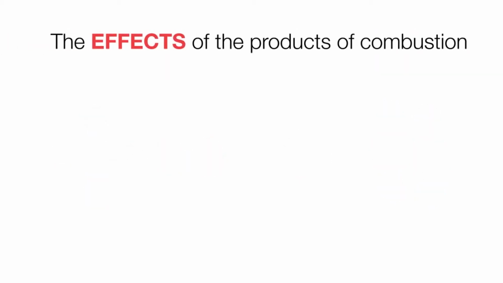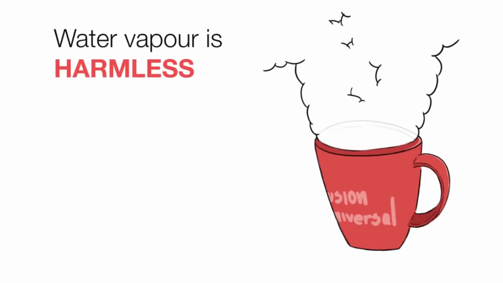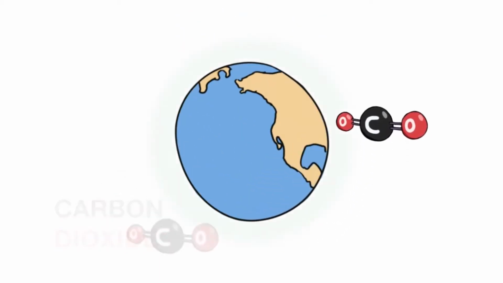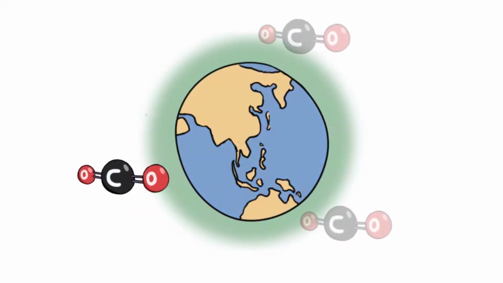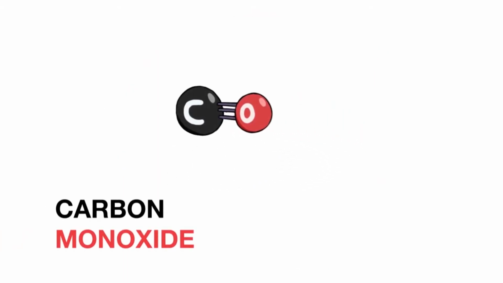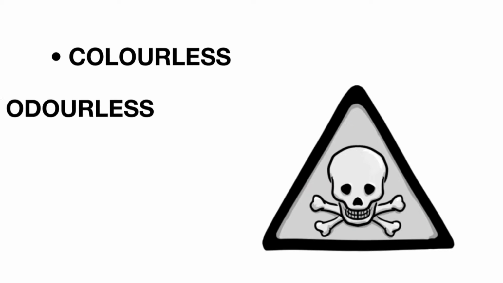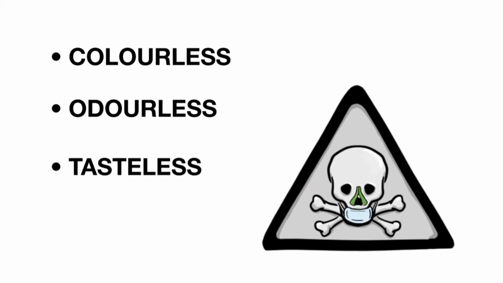Now the effects of the products of combustion. Water vapour, as we all know, is harmless. Carbon dioxide is a greenhouse gas and contributes to global warming. Carbon monoxide, however, is toxic. It's colourless, odourless, tasteless, and so is called the silent killer.